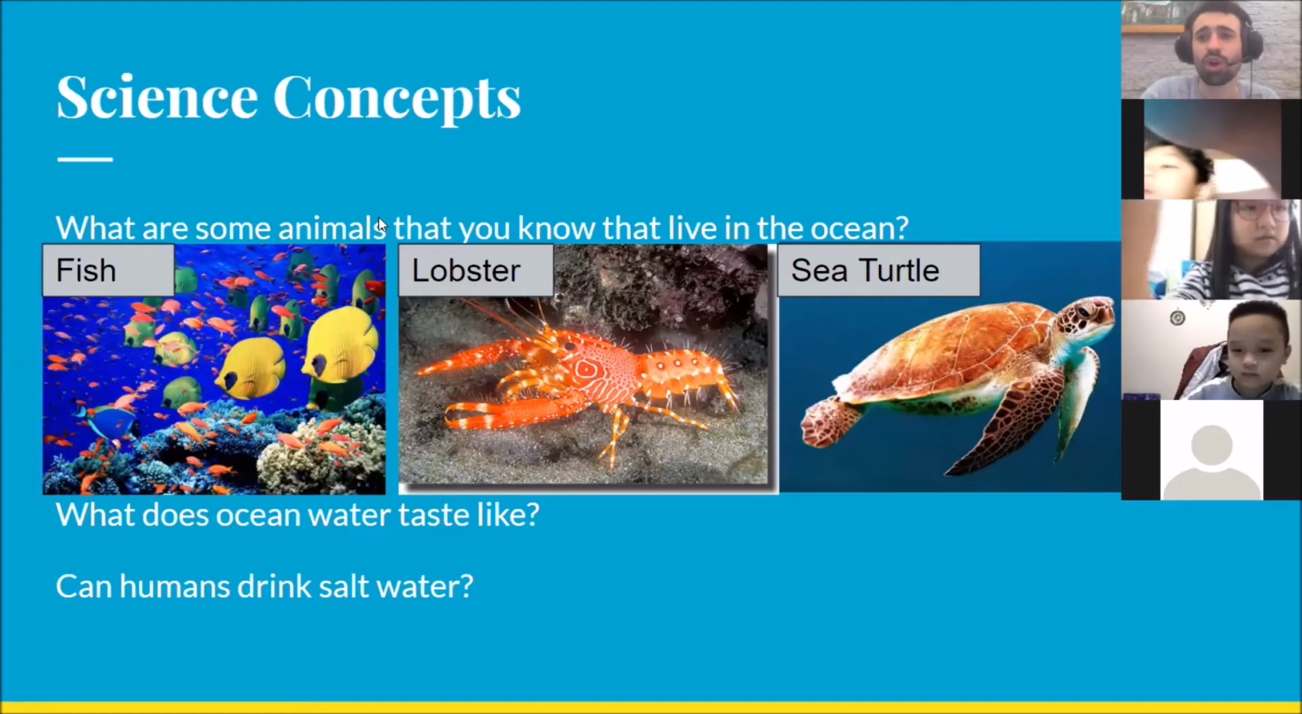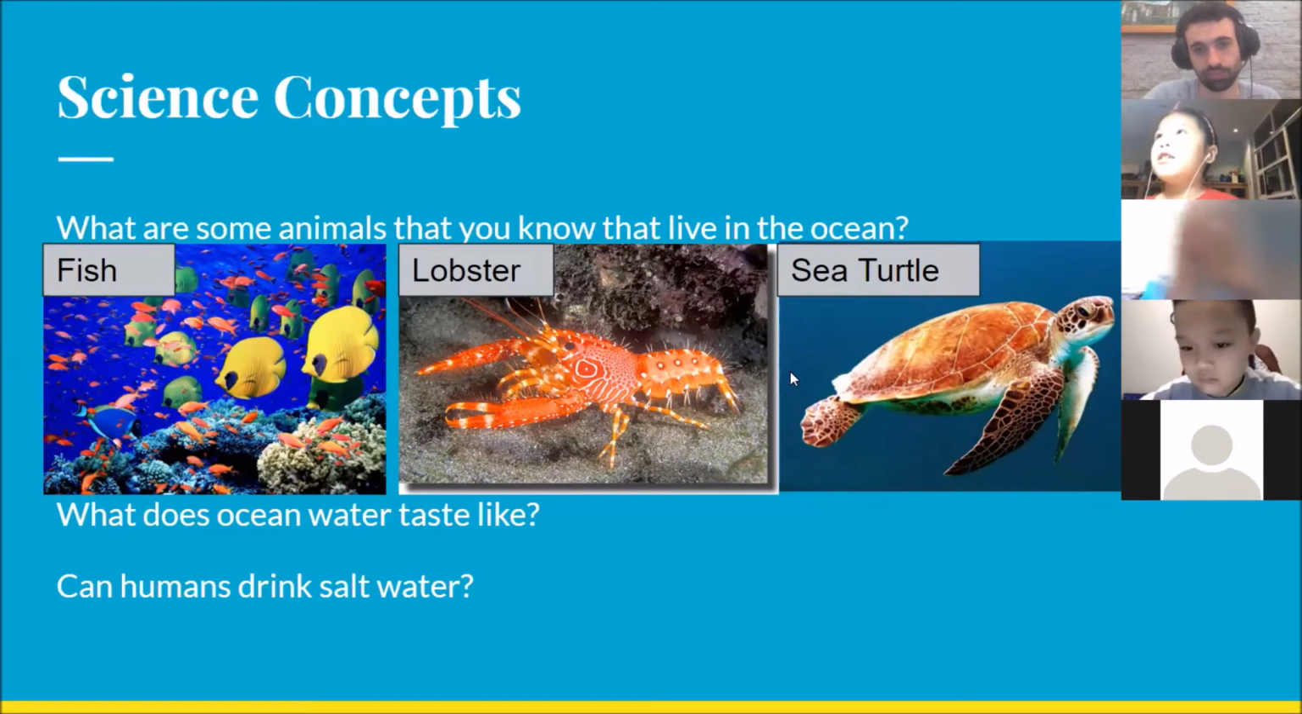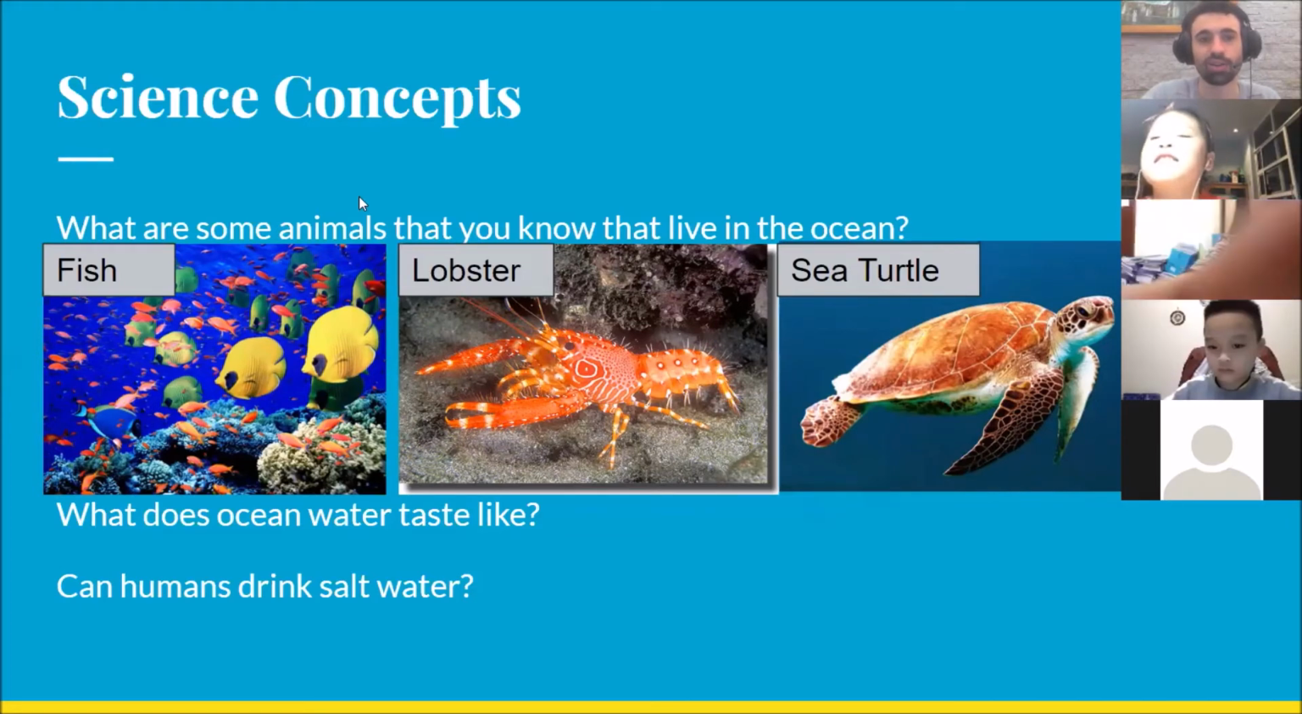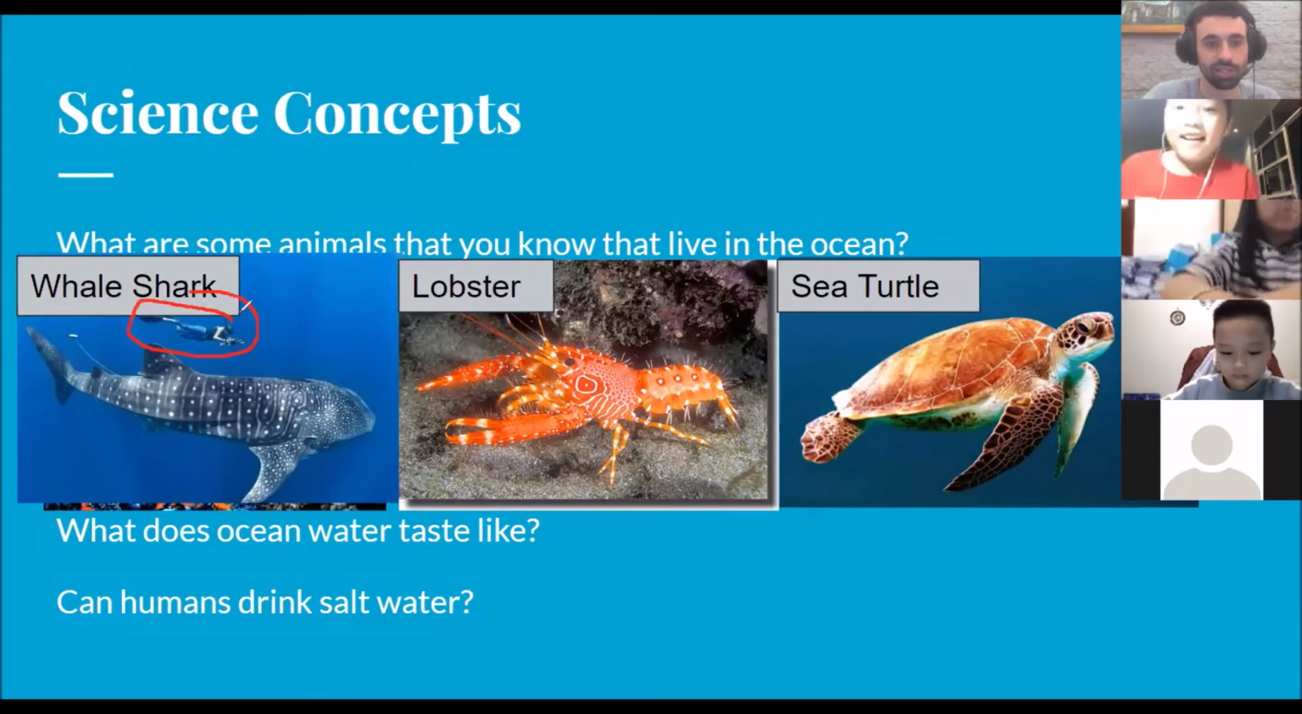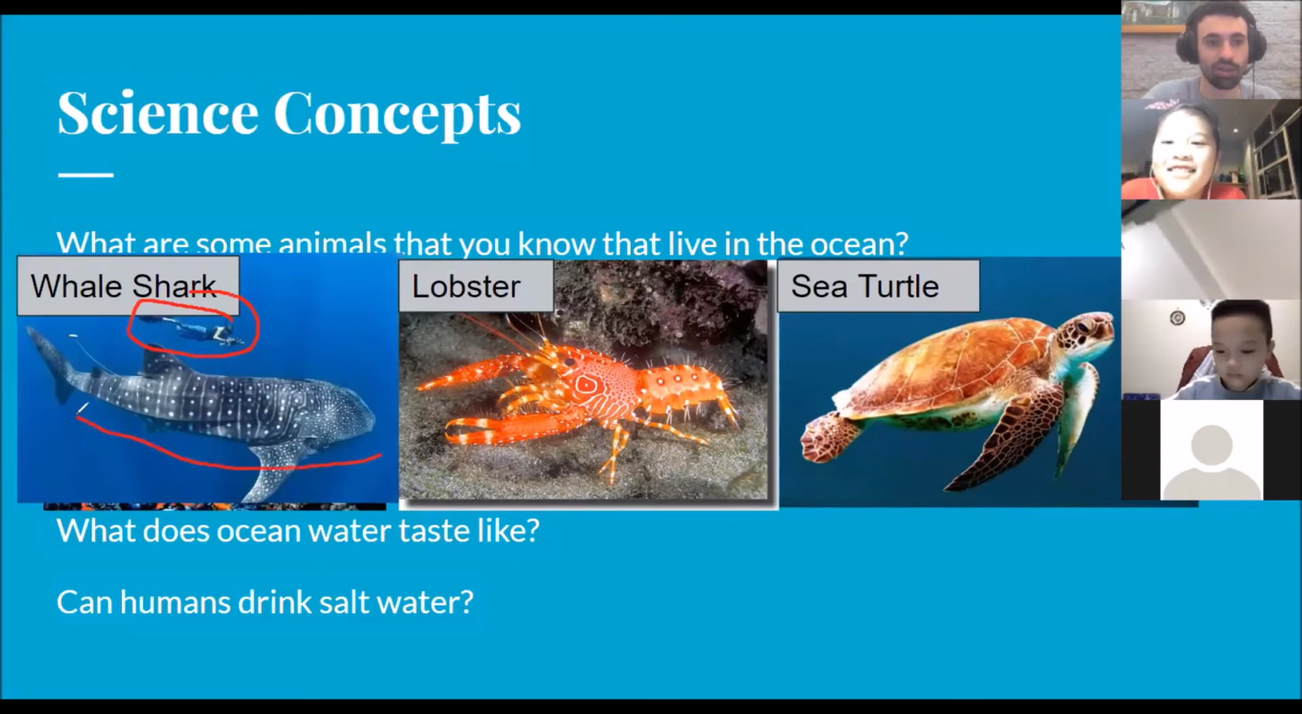Does anyone know what the largest fish in the world is? The whale shark. The whale shark. Yeah, the whale shark is the largest fish in the ocean. It's giant. It's huge. Look at this thing. So this is a human. This is an adult human, and this is the whale shark. It's much, much bigger.